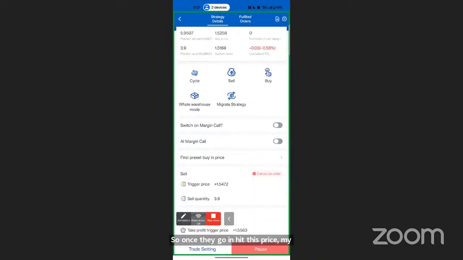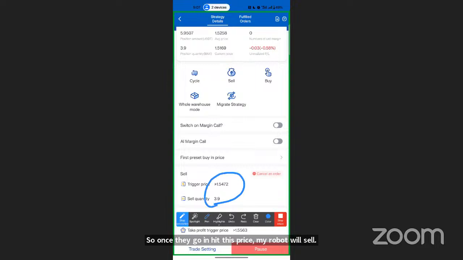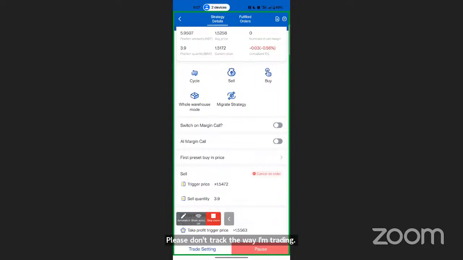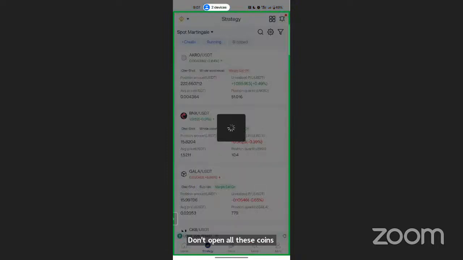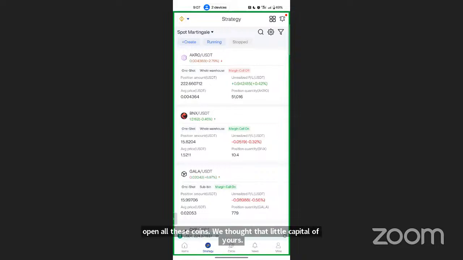Please don't trade the way I'm trading. Give me a yes in the chat. Don't trade, because I'm teaching you to pick several coins. If you go and do it, you will suffer. Don't open all these coins with that little capital of yours. Am I making sense to someone?